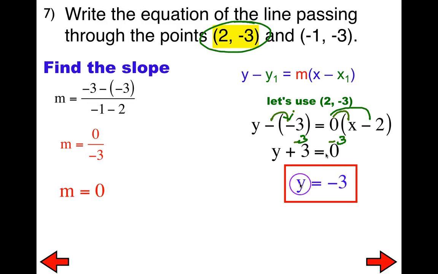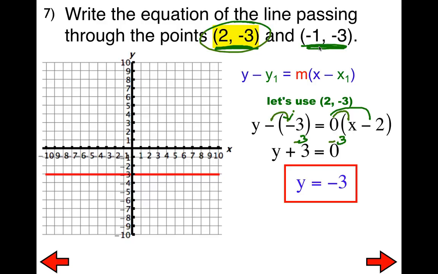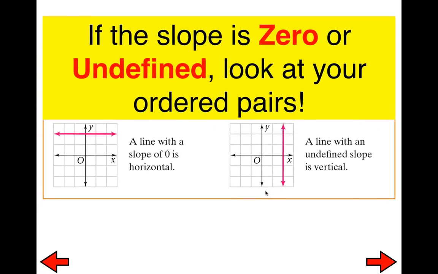Now hopefully you recognize something from the two ordered pairs. If not, you will eventually. If you were to graph these two ordered pairs, 2 comma negative 3 and negative 1 comma negative 3, you would realize that this graph cuts through the y-axis at negative 3. Hence the equation y equals negative 3. So if the slope is 0 or undefined, simply look at the ordered pairs. Okay, so here it's going to be y equals a number because it's cutting through the y-axis.